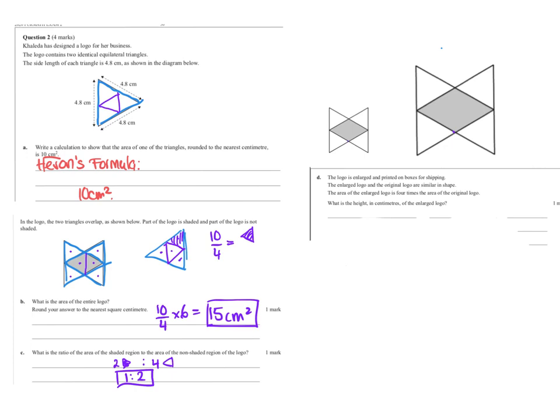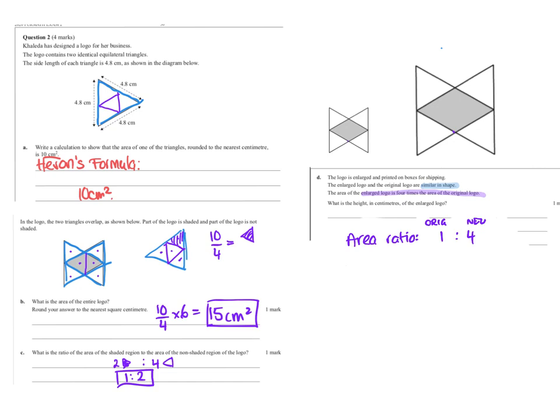The enlarged logo and the original logo are similar in shape, so they've told us they're similar. The area of the large logo is 4 times the area of the original. So they just gave me an area ratio there. If I just wrote that down, the area ratio, we would say 1 to 4. This was the original, this is the new enlarged one. And they're saying, because they're similar, that's why.